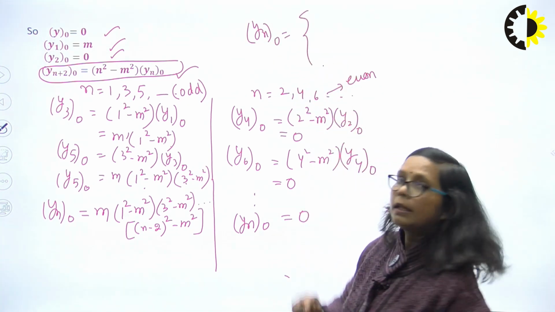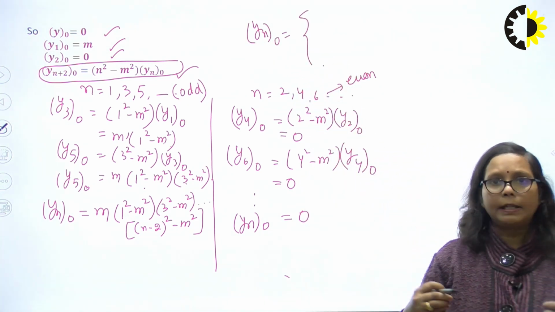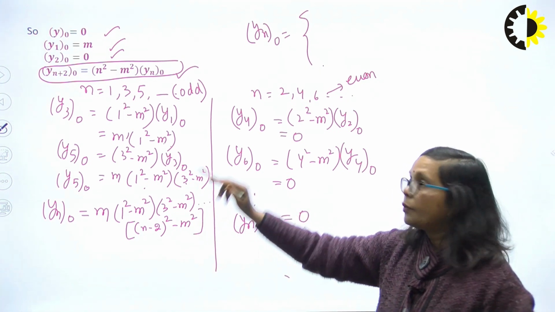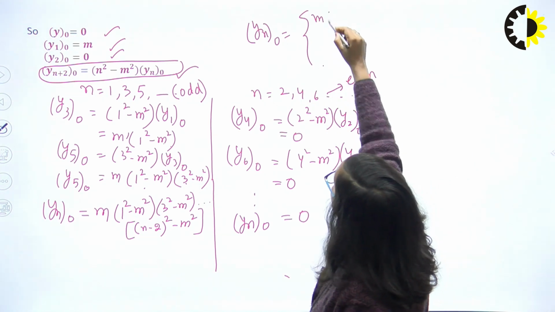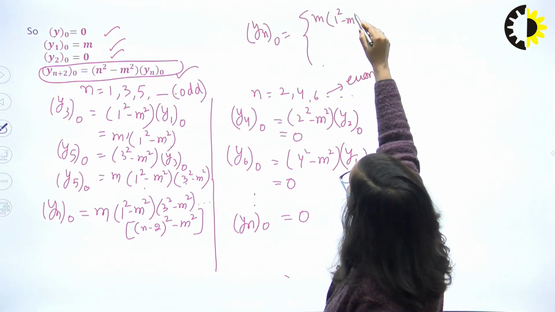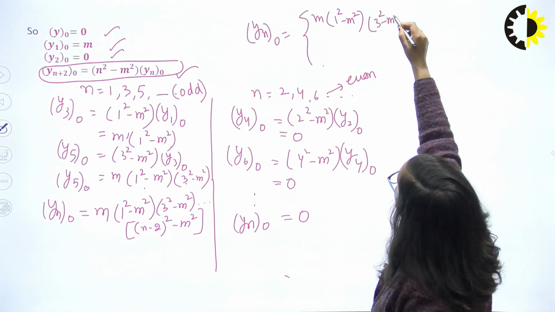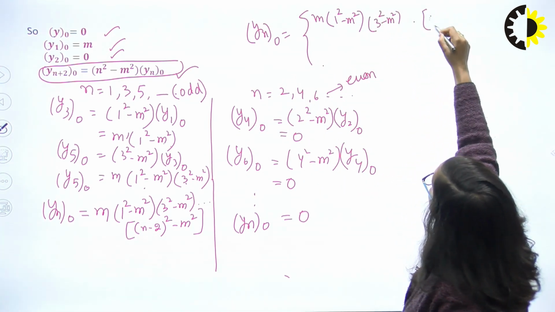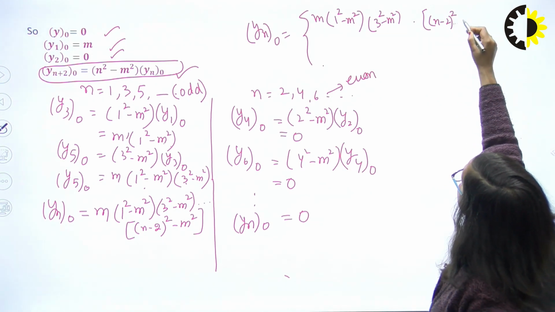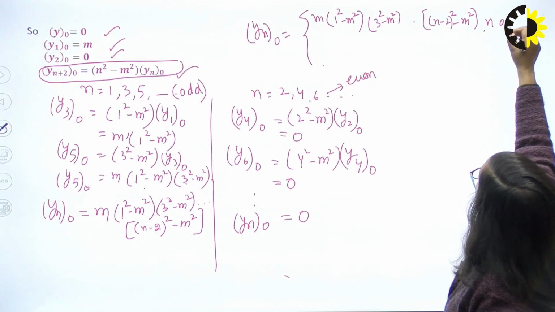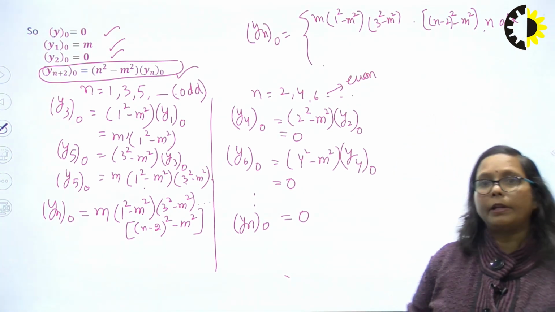What is this? We write in the curly bracket for various values of n. First I am writing for n odd. So for n odd, it's taking the value 1 square minus m square, 3 square minus m square, and going up to n minus 2 square minus m square, and this is the value when n is taking the odd values.